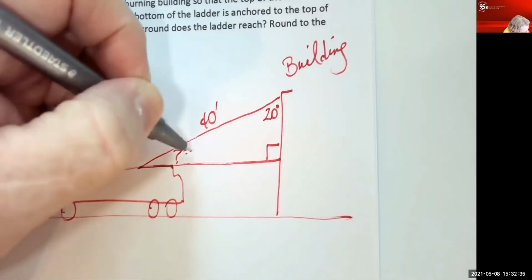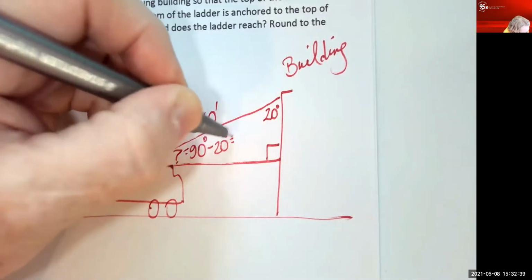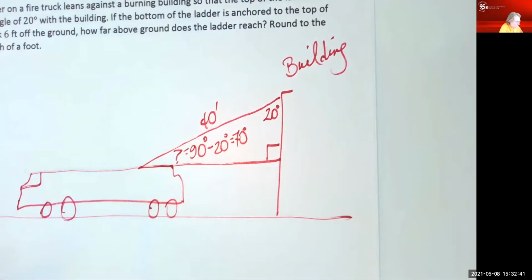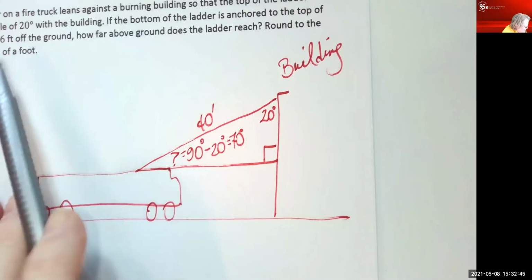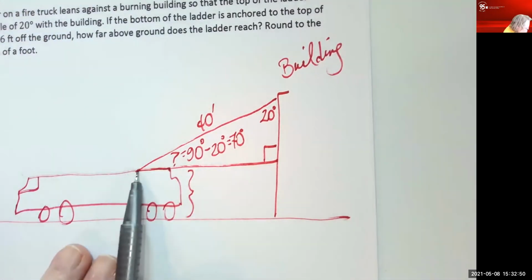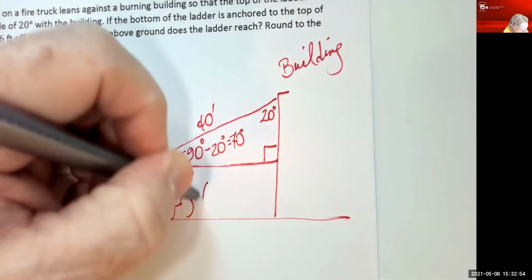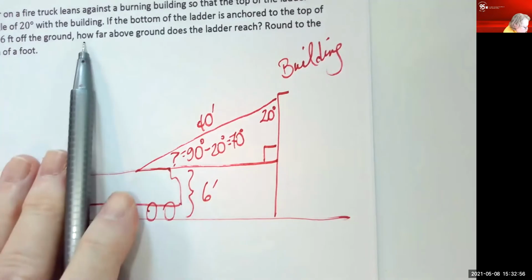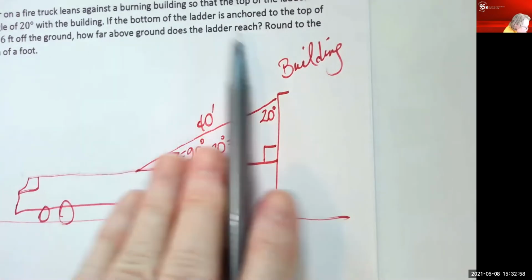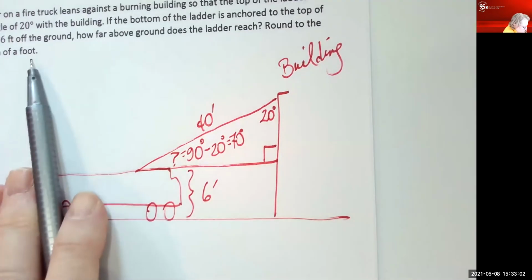Absolutely. It'll be 90 minus 20, which is 70 degrees. We know that the distance from the base of the ladder to the ground is 6 feet, and we want to find how far above the ground the ladder reaches to the nearest tenth of a foot.